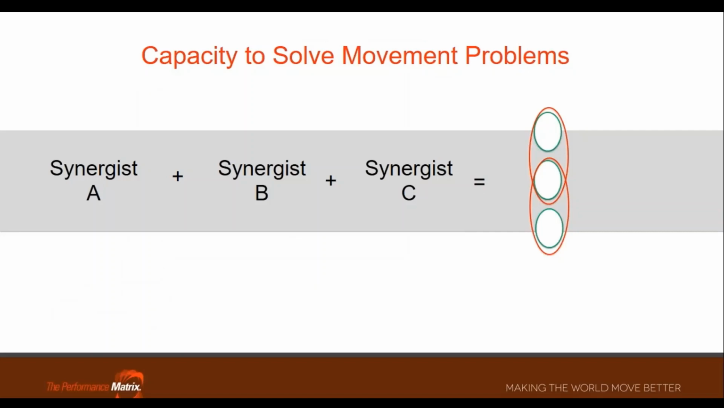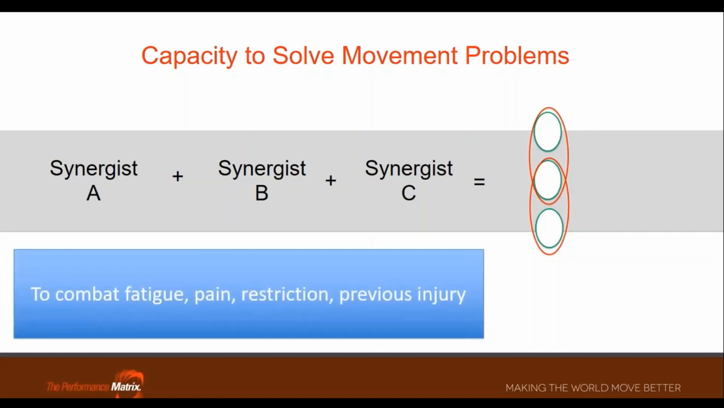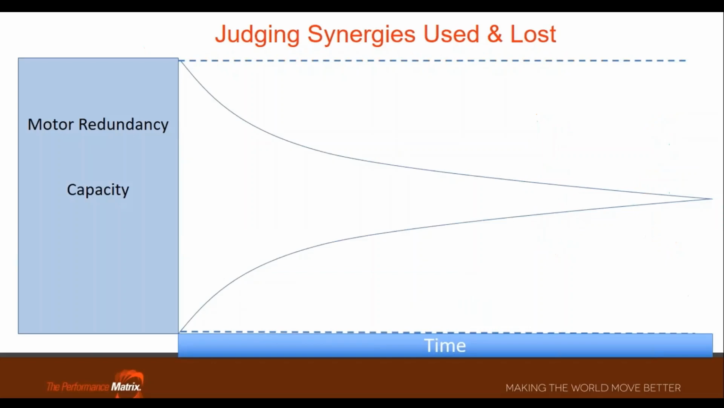This gives us capacity to solve movement problems, where a mix of different synergists forming a synergy supply a solution at a given moment, combating these different factors. And over time, compared to now, we may use a different mix of synergists later. So we may get more from synergist A and less from synergist B. So in a way, the body starts to play a form of synergistic algebra. It always balances the movement equation, but with different synergists. So motor redundancy then gives us this capacity to form muscle synergies.